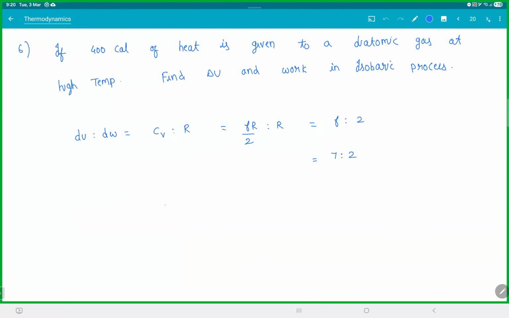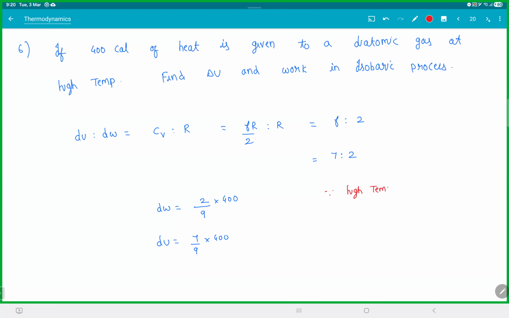So 7 is to 2. So work done will be 2 by 9 into 400. dU will be 7 by 9 into 400. If you take 5, you'll be gone. So the words high temperature are important.